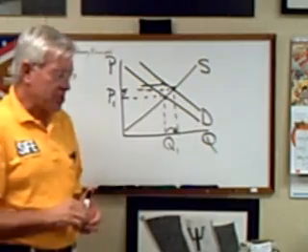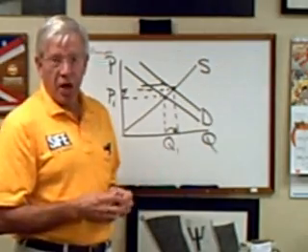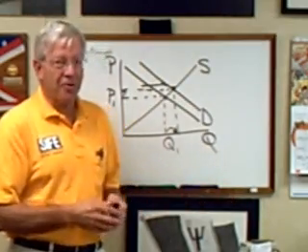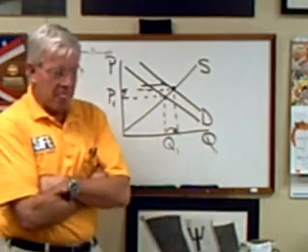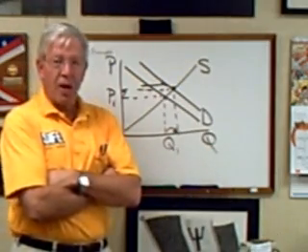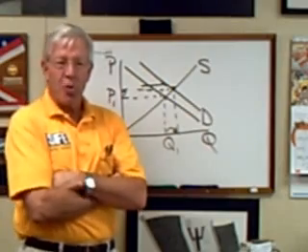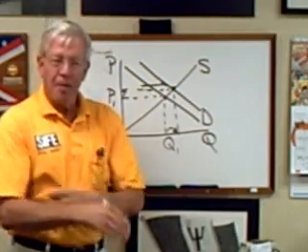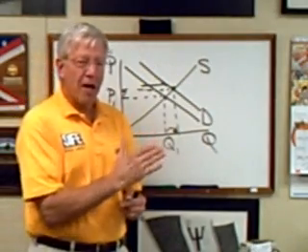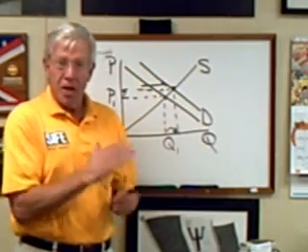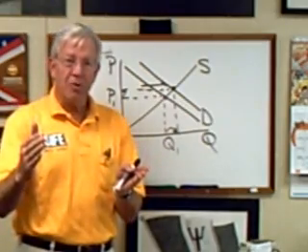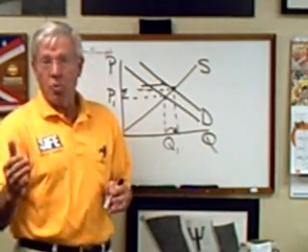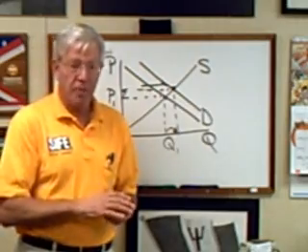Those demand shifters, again, are listed in your books. Some of them include income. Increases in income can cause demand to either increase or decrease, depending on the type of good. For example, back when I was in college, I ate a lot of Spam. That was, I guess, the ramen noodles of the day. And as soon as I started earning some income, my demand for Spam dramatically fell. It decreased. Yet my demand for T-bone steaks increased. So income can cause demand to move either right or left, increase or decrease.